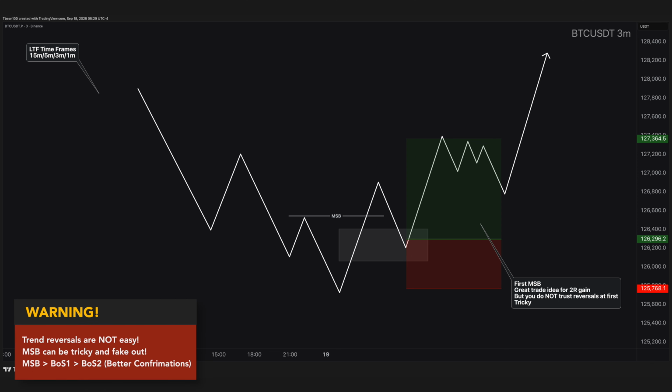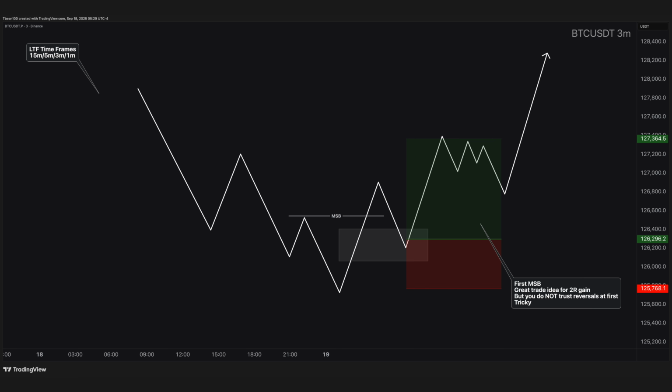But here is the thing. Reversals after deep pullbacks are always tricky. They can stop you out many times, and that's where a lot of traders get frustrated.